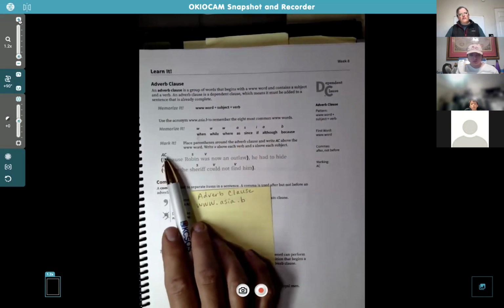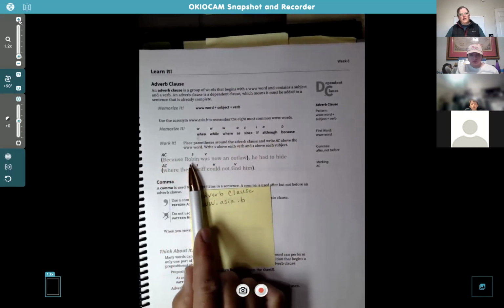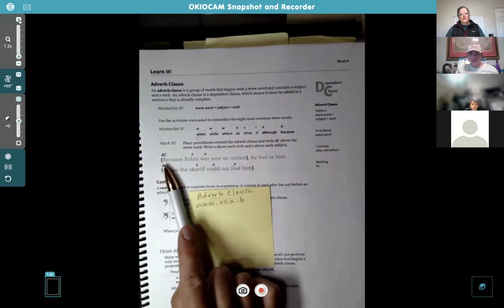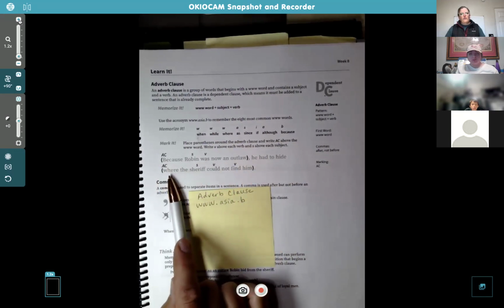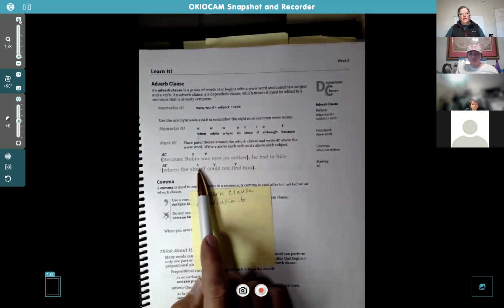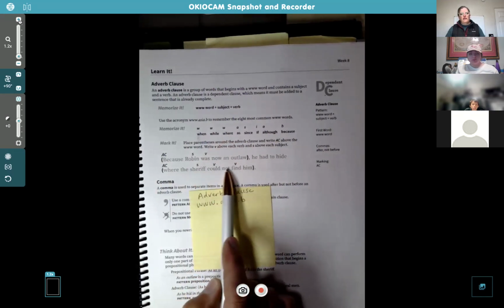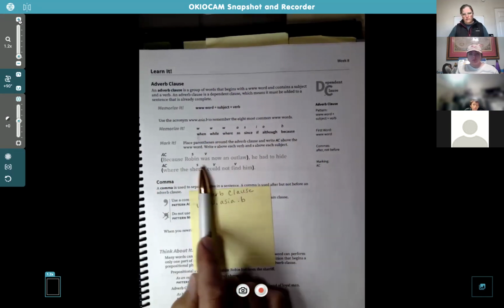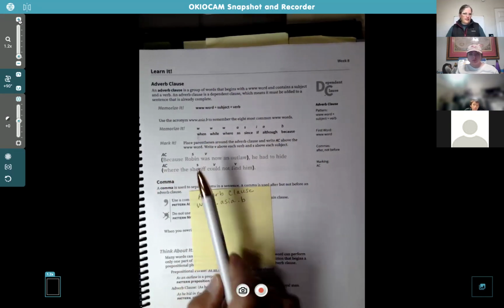This is AC for adverb clause, and check it out. It does have a subject verb pair. Robin was. That's inside the clause. And then we have where. That's one of the W's here. And then we have a subject verb pair here. Sheriff could, and then find. Sometimes there's more than one in a sentence.